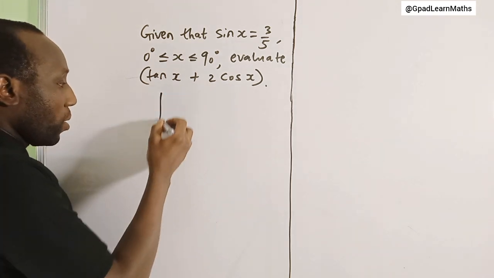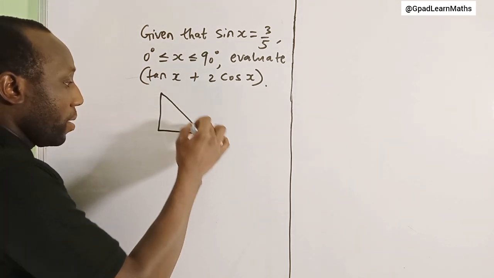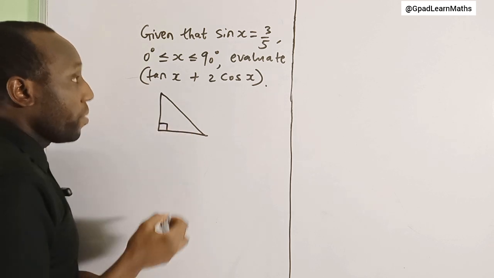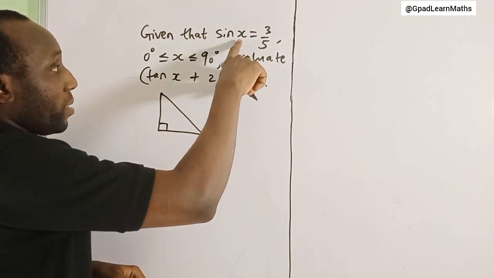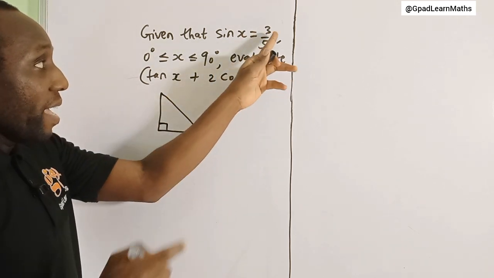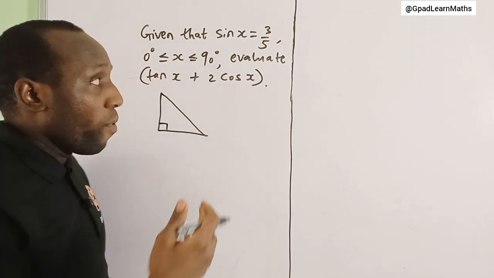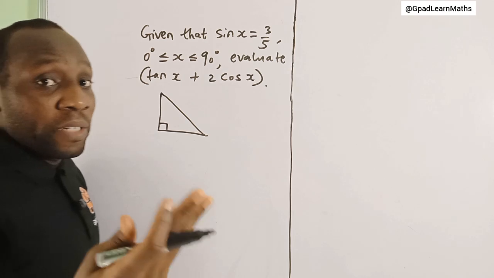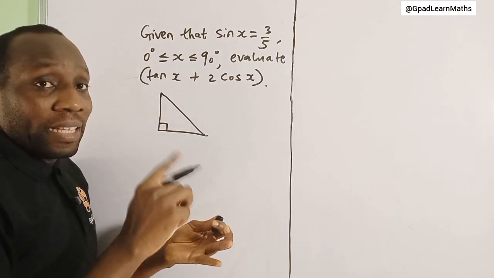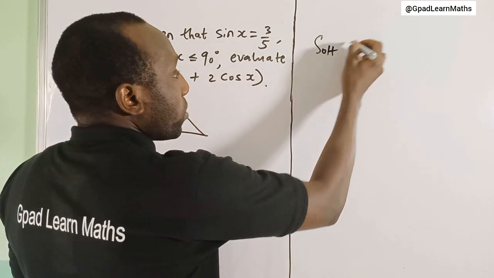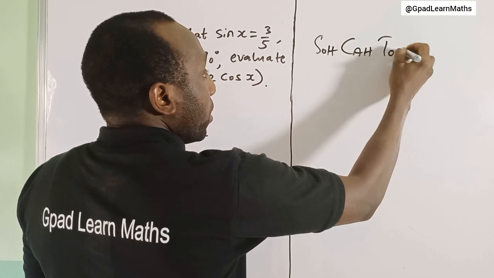I'm going to draw a right angle triangle. Okay, and let this be the right angle. Now look at this. This is sine x. Sine x is equal to what? Opposite over hypotenuse. There is a mnemonic for remembering the basic trig functions like sine, cos, and tan. So that's SOH CAH TOA, SOH and TOA.